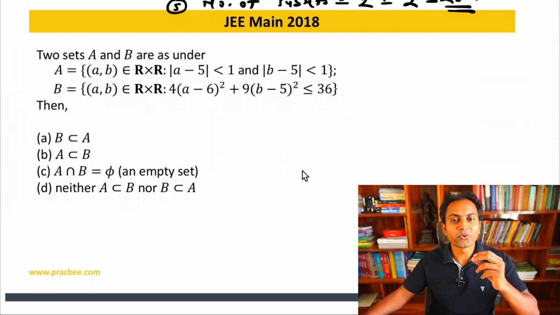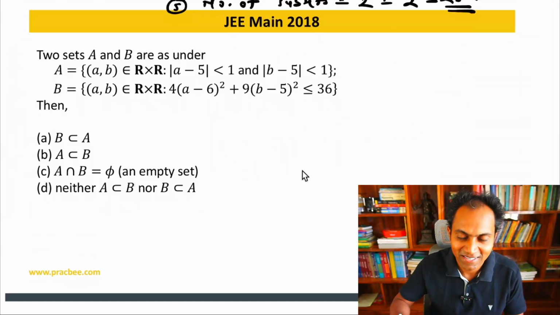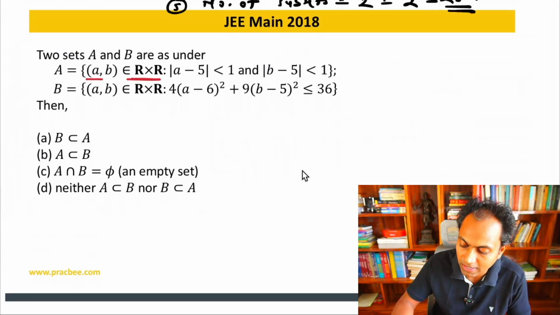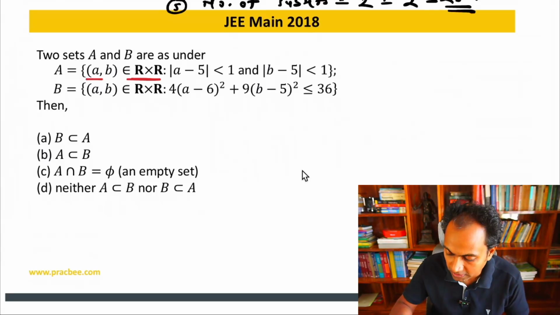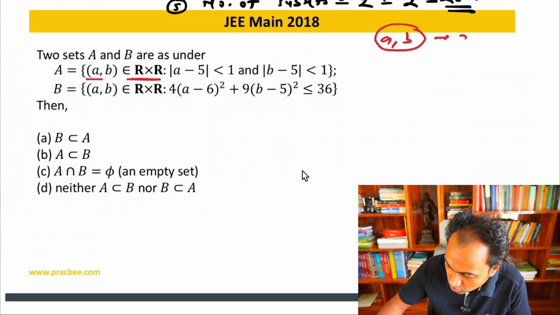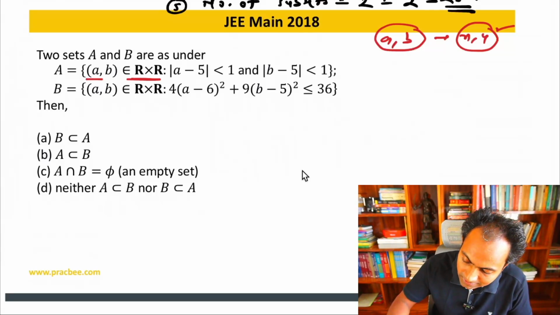Now this beautiful 2018 question connects the idea of modulus, set and ellipse. In order to understand this question, you need to understand that (A, B) are coming from R cross R. R cross R would mean nothing but the Cartesian plane. So instead of writing (A, B), if you just replace this by (x, y), your life is going to become much simpler and more efficient. Now in order to do that, let us write here x.